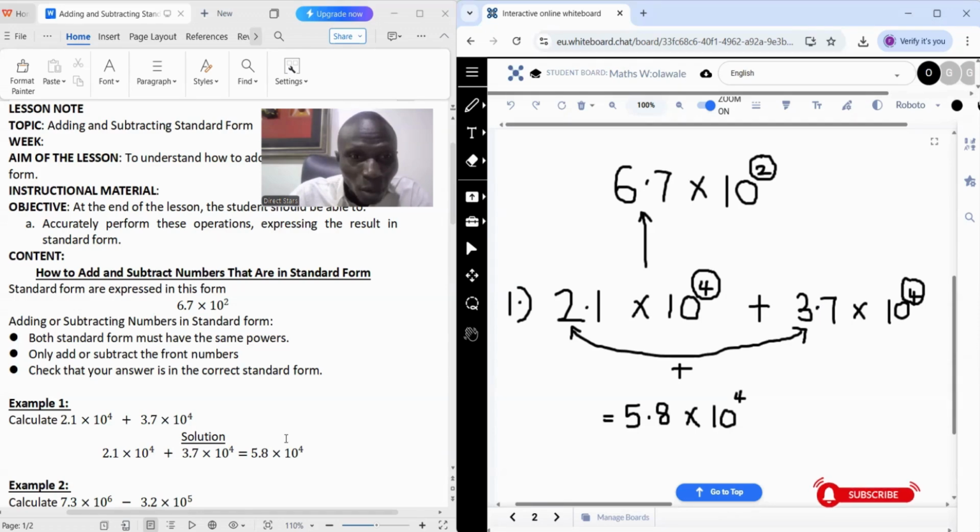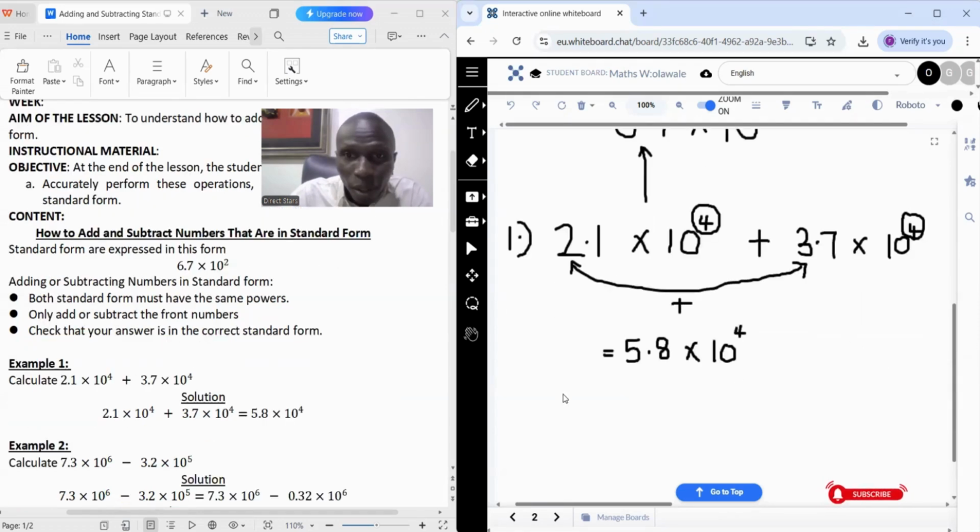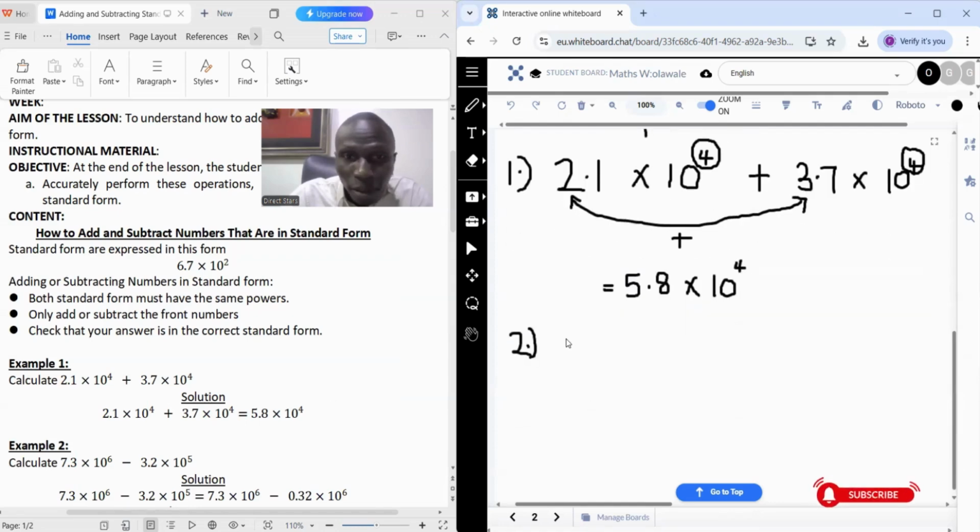Now let's look at example 2, where we have different powers. Number 2, we are asked to calculate 7.3 multiplied by 10 raised to the power of 6, then minus 3.2 times 10 raised to the power of 5.